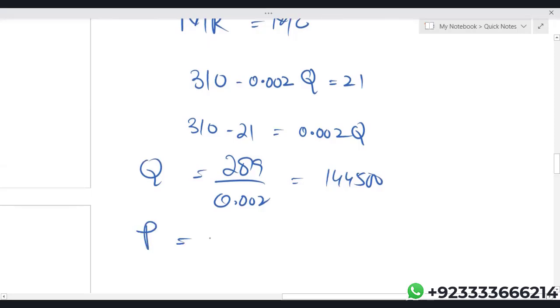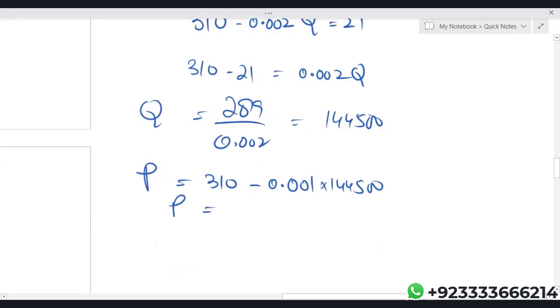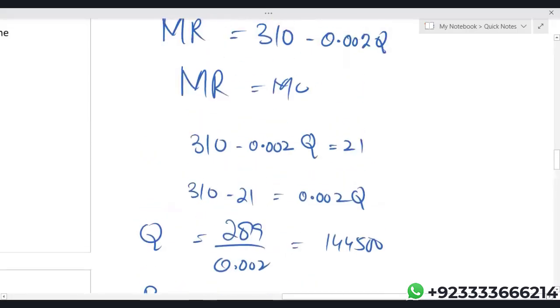Now go to the demand function. P is equal to A minus BQ. Q is 144,500. So this will be the price where the profit is going to be maximum. And let's see what we are getting. I'm getting 165.5. So students, it is highly recommendable that you should know the steps.